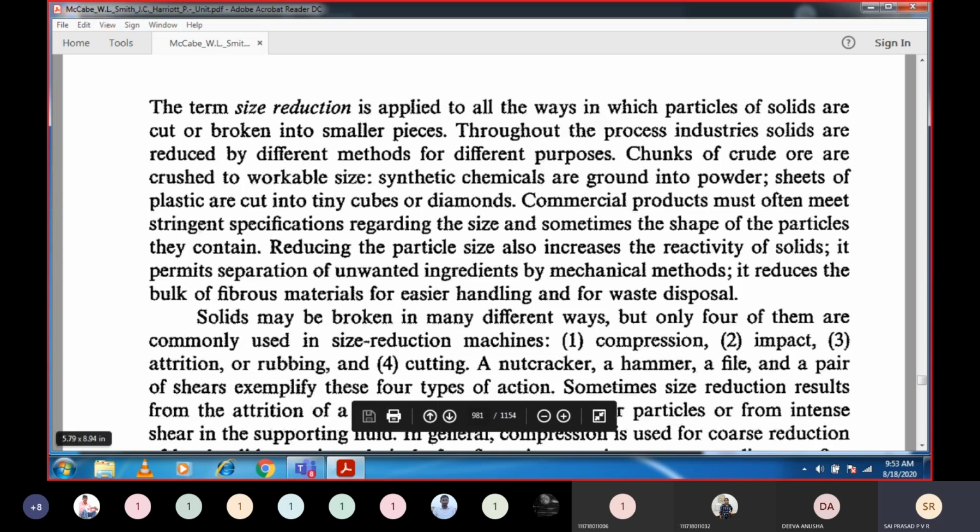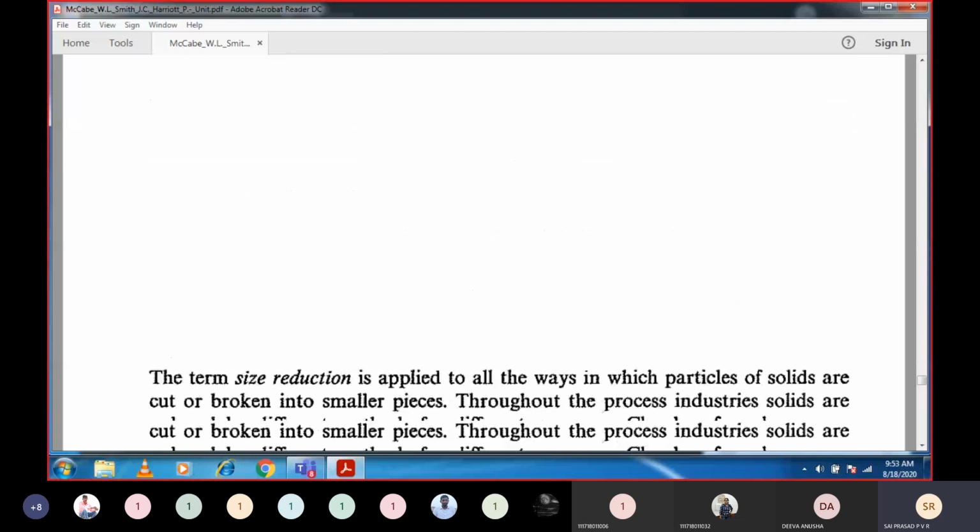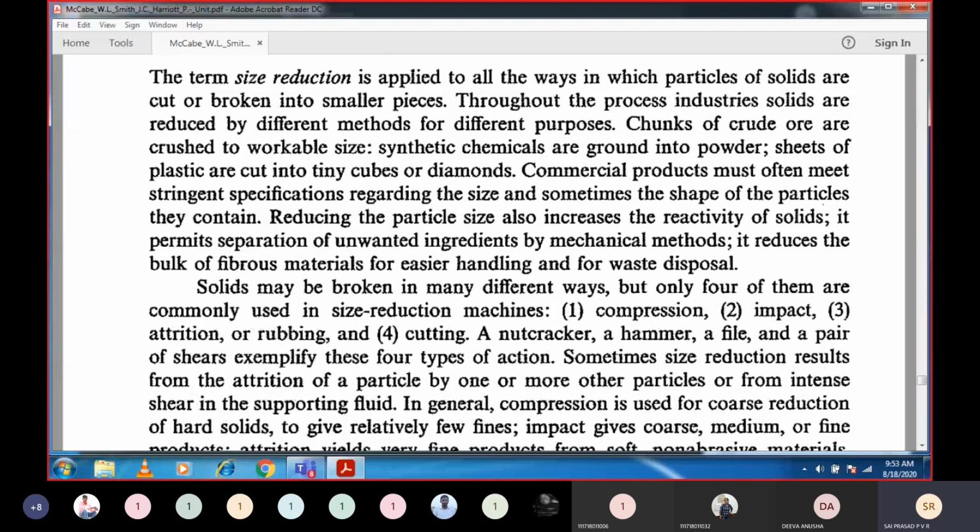The term size reduction is applied to all the ways in which the particles of solids are cut or broken into small pieces. Size reduction is a unit operation in which the size of the particles is reduced.